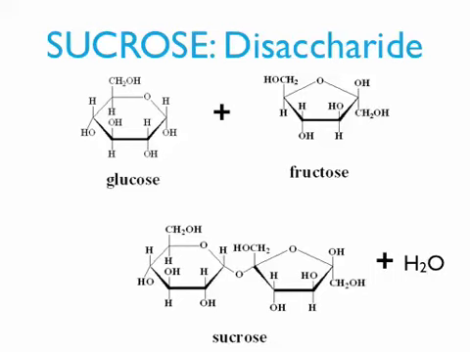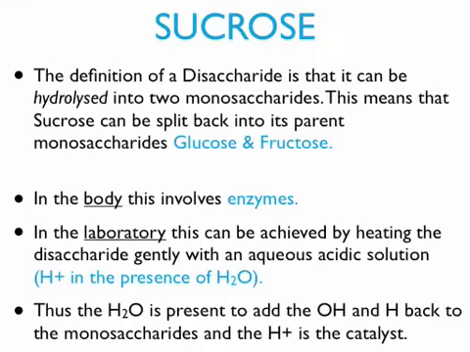Now, sucrose is the resulting disaccharide and forms with the emission of a small water molecule. The definition, therefore, of a disaccharide is that it can be hydrolyzed into two monosaccharides. Now, that simply means that sucrose can be split back into its parent monosaccharides, glucose and fructose. Now, in the body, this involves enzymes, so you have enzymatic activity that can break sucrose down into glucose and fructose. That means that when you put some sugar in your coffee, you are able to break it down further and utilize the sugars for energy.